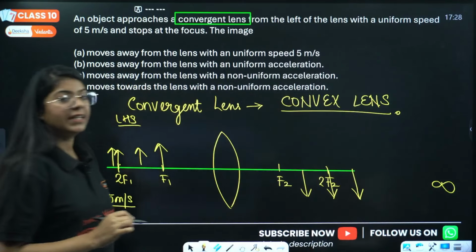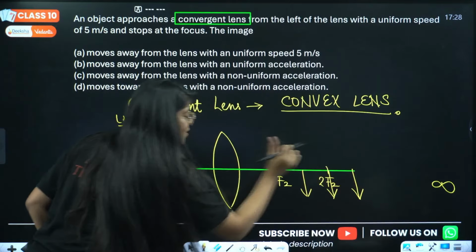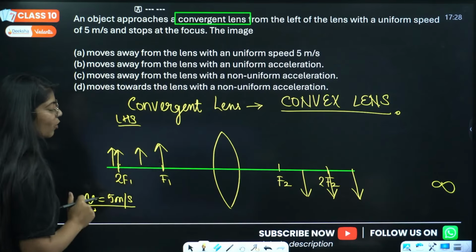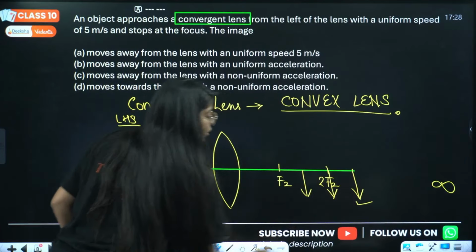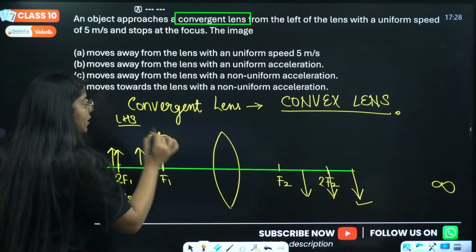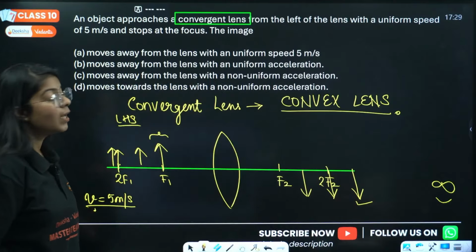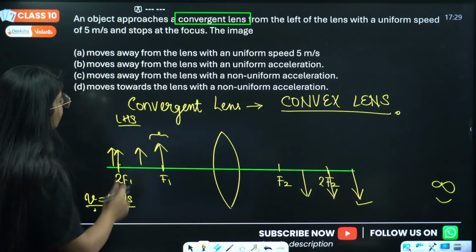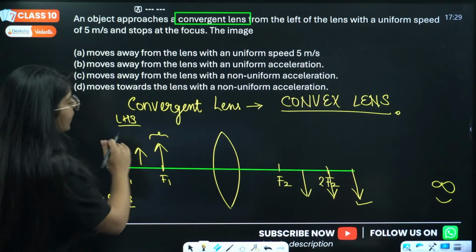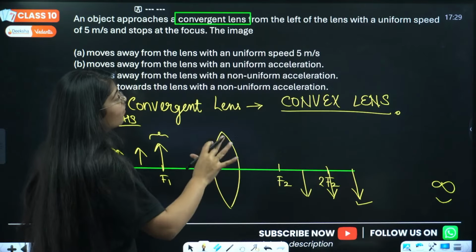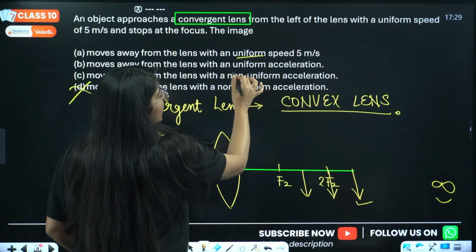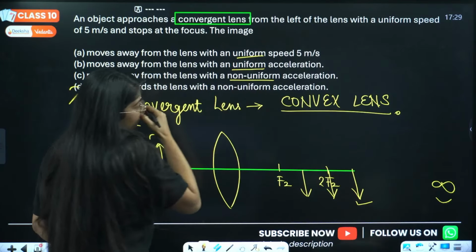So, object was beyond 2f1, image is between f2 and 2f2. Then object was at 2f1, the image is at 2f2. Between 2f1 and f1, image is beyond 2f2. At f1, the image is at infinity. Understood? Now, what are we seeing? That image is moving away from the lens. So this option cancels out clearly. Now we have to decipher, does it go with uniform speed, uniform acceleration, or non-uniform acceleration?